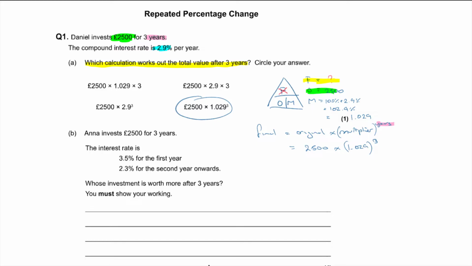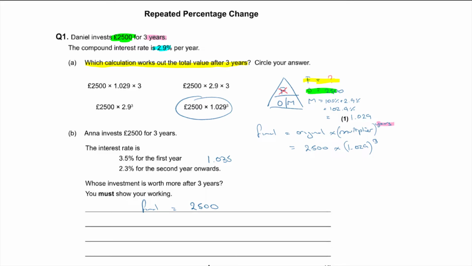Whose investment is worth more after 3 years? Okay, well, her amount is also going to be the original amount, which was 2,500. Now, her percentage changes are different, aren't they, for each of the three? So I can't just take one and raise it to the power of 3. This one, 3.5% is a multiplier. If you've got 100%, you add 3.5%, you've got 103.5%, which as a multiplier is 1.035.